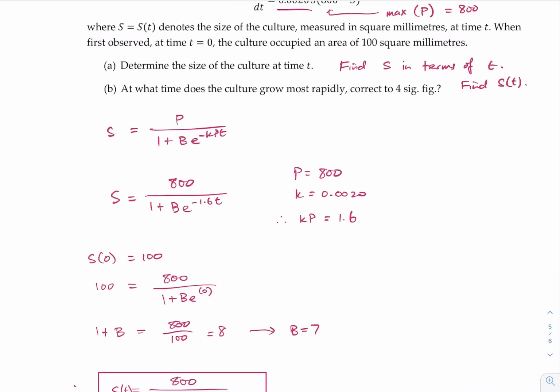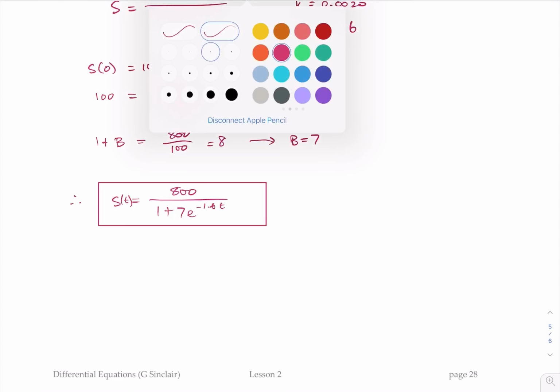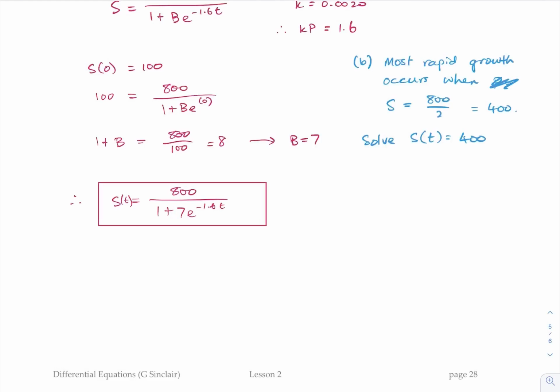B, at what time does the culture grow most rapidly? Correct to 4 significant figures. Okay, so most rapid growth occurs when S equals 800 on 2, it's 400. Right, so we'll solve for that. So we'll solve S of t equals 400. Right, I'm back into fast mode.